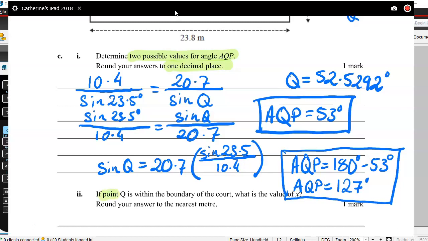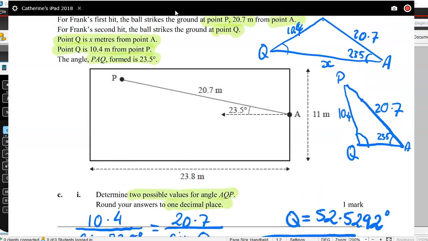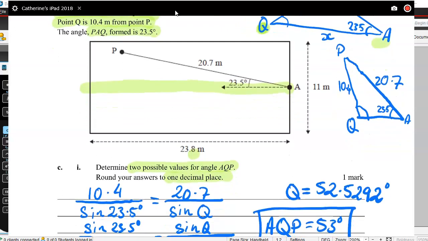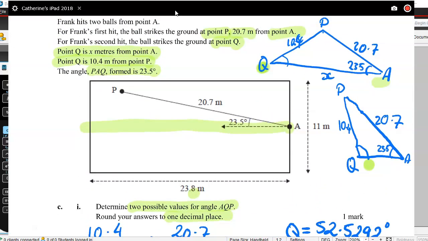So if point Q is within the boundary of the chord, what is the value of x? Round your answer to the nearest meter. In other words, we want to make sure that Q lands somewhere in here. So length AQ has got to be less than 23.8 meters. Now it's more likely to be the obtuse angle. Why is that?